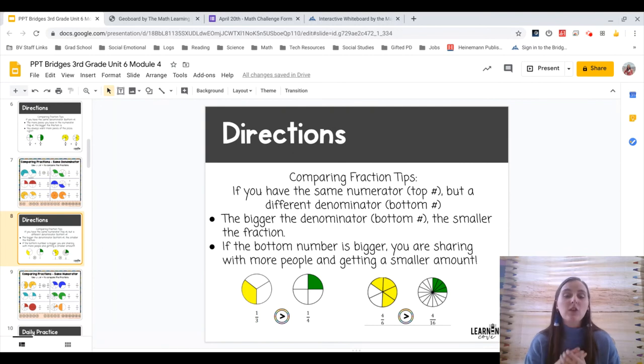So if I have one pizza like I do here, and I'm going to share it with myself, Miss Johnson, Miss Westlake, we're all going to get the same size. If I still have that same pizza, but now Mrs. Gall is going to be eating the pizza too, then all of us are going to get a smaller piece. So in that case, the bigger number on the bottom, the bigger denominator, that's going to be a smaller piece of pizza or a smaller fraction. So if the bottom number is bigger, you're sharing with more people and you're getting a smaller amount.